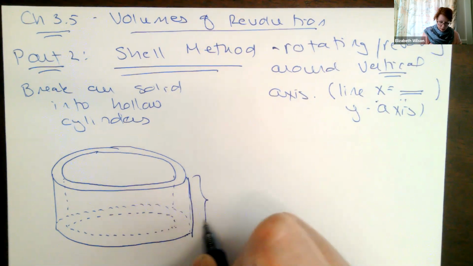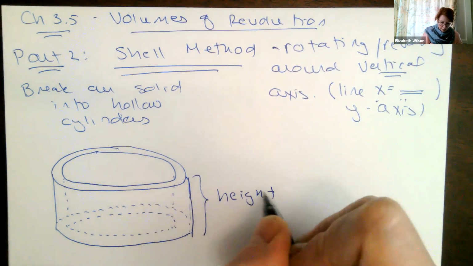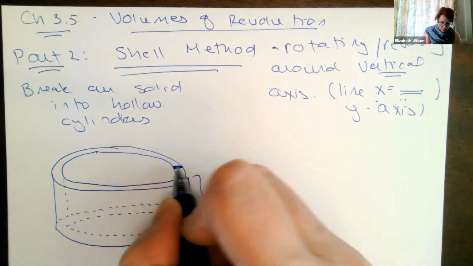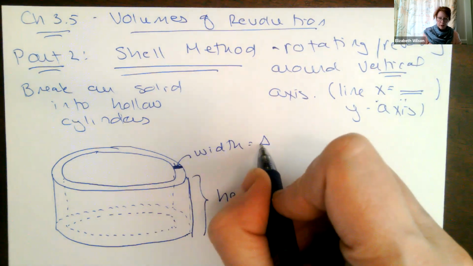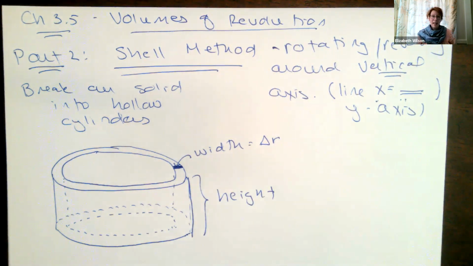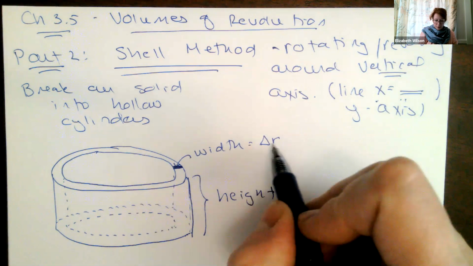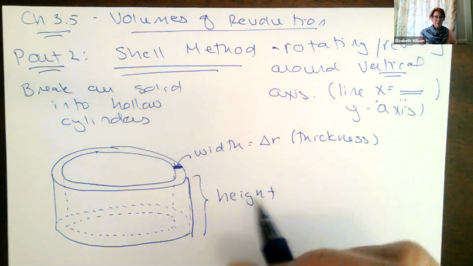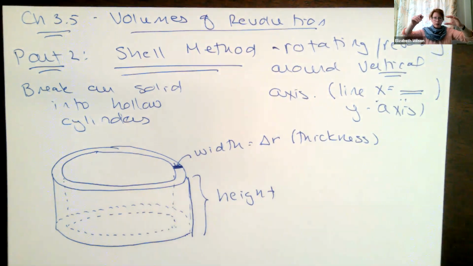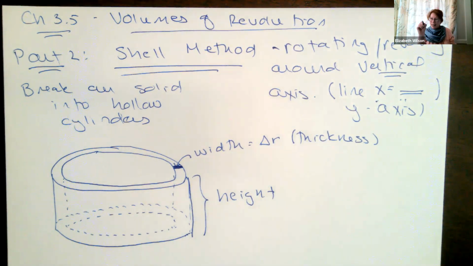So this here is our height, and this here is our width. This is going to be our delta r. It's like our dx or dy; in this case we're going to be doing dx. This is our thickness, and it's infinitely thin. When we do these integrals, we're going to create this hollow shell, then another hollow shell, and another and another. They're like infinitely thin potato chip slices.